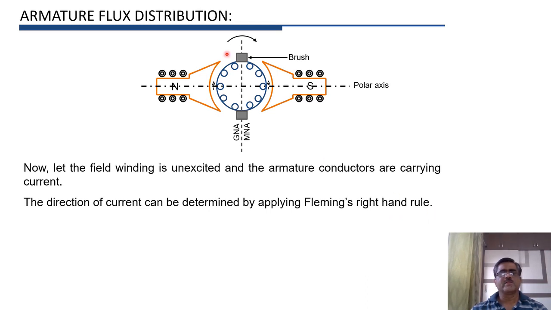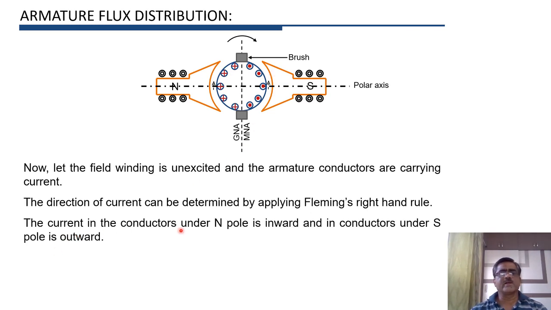So here the rotation is in clockwise direction. The flux is from north pole to south pole. So if you apply Fleming's right hand rule here, then you can see that the current in the conductors under north pole will be inward, whereas for these conductors which are under the influence of south pole, these currents will be outward.